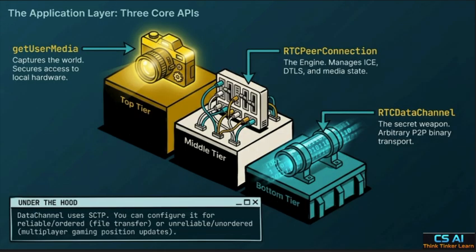At the application layer, we are working with three core APIs. getUserMedia captures the hardware, your camera and mic. RTCPeerConnection is the engine that manages the ICE and security. And then there is the RTCDataChannel, the secret weapon. It uses the SCTP protocol, which you can configure to be reliable for file transfer or unreliable for things like multiplayer gaming position updates where speed matters more than every single packet arriving.